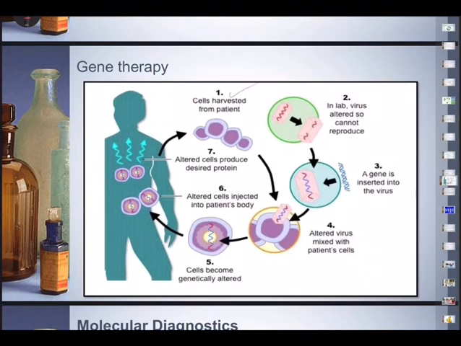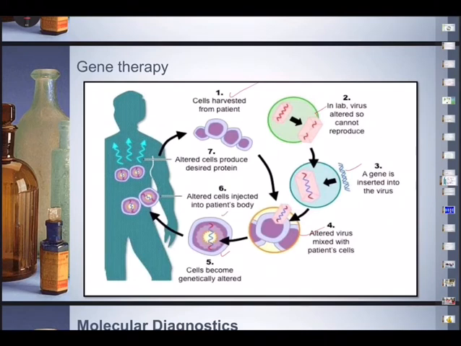First, cells are harvested from the patient, and then in the lab, the virus is altered so it cannot reproduce. This is done. And a gene is inserted into the virus. Of course, here we are talking of gene meaning the gene of interest. That's inserted. So plasmid. The altered virus is mixed with the patient cells. Number 4. And cells become genetically altered because of the insertion. And altered cells are injected into the patient's body.